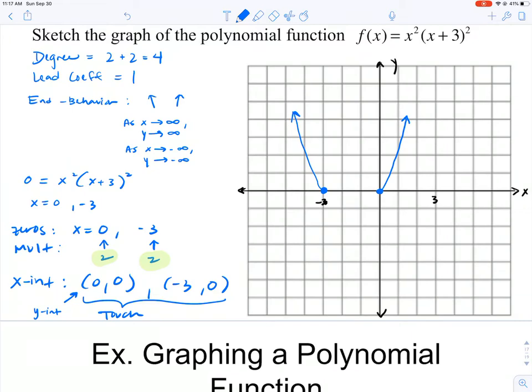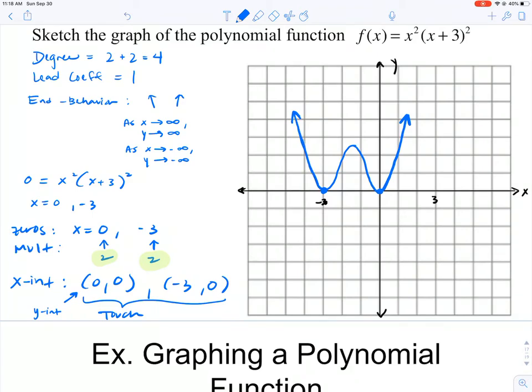Okay, we also know that the graph is going to just touch at each of those x-intercepts. So that means that it'll come down and then curve up again at -3, 0. And it'll go up, and I don't know how far it'll go up before it comes back down again to then bounce off of the x-axis at 0, 0 and go back up again.